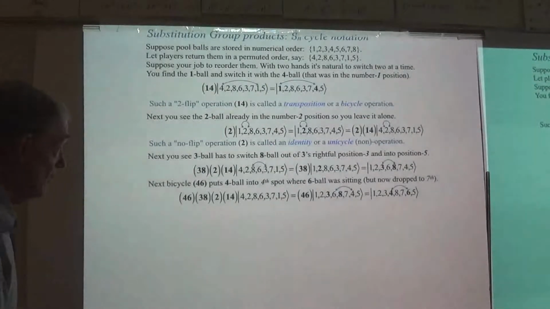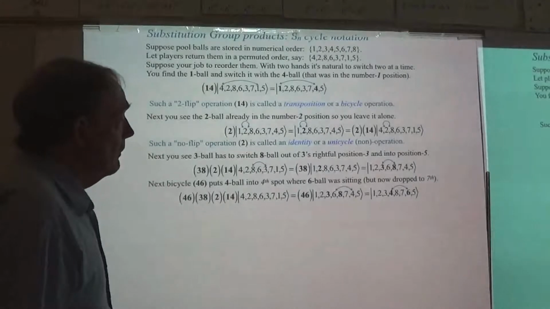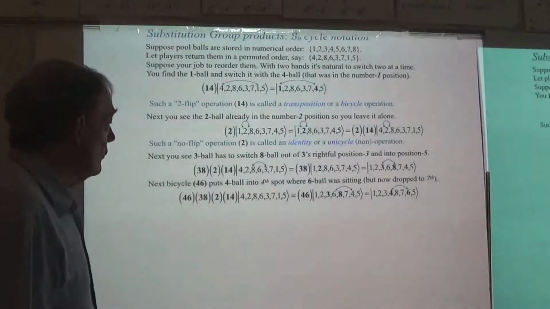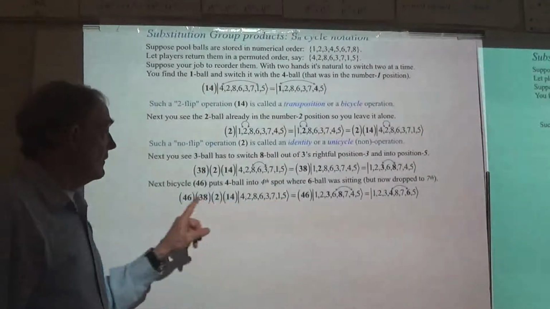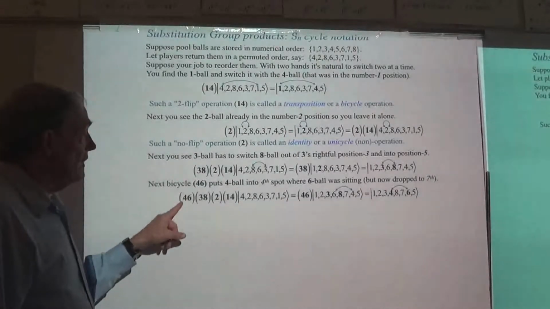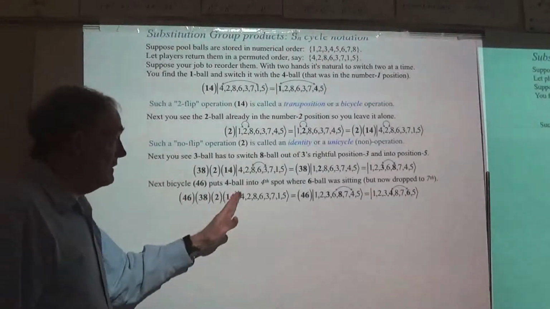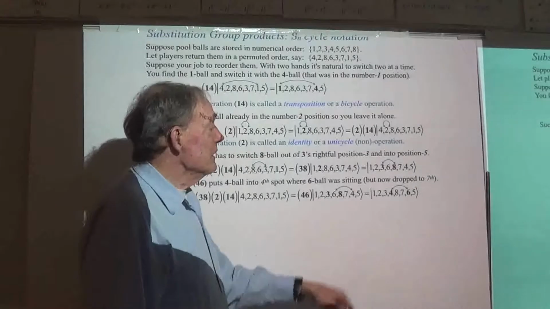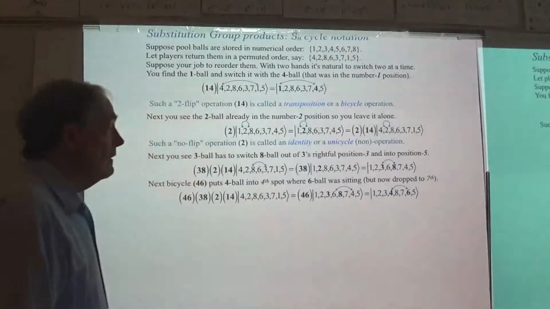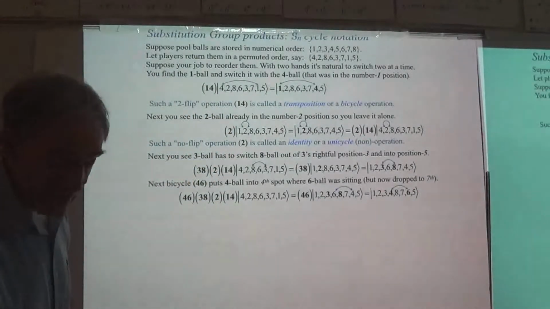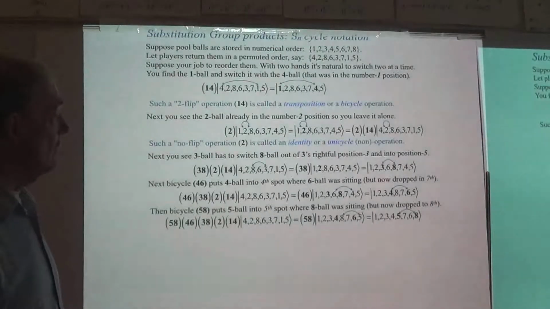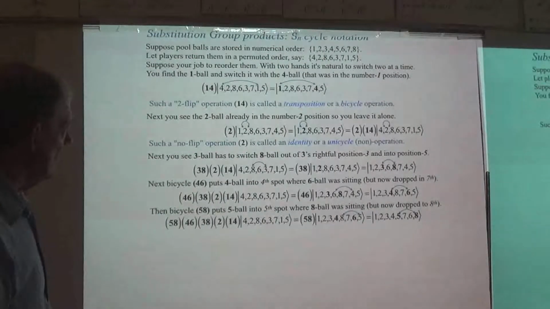Okay, so you spot the 4th ball where the 6th ball was sitting. That means you're going to do a 4-6. That's the operation that I've tacked on here, but all these have been done now, so 4-6 takes over and does that one. 4 switch 6. Okay, that's one way to say it. Transpositions, that's all done here with transpositions.